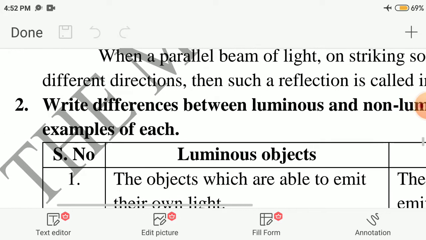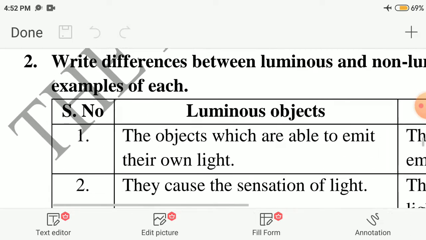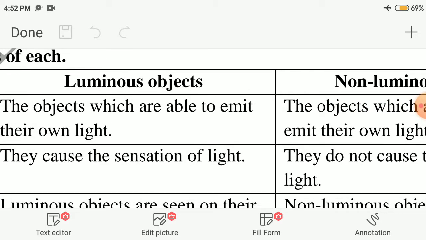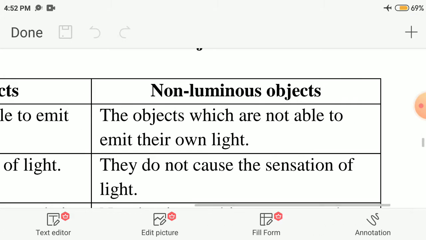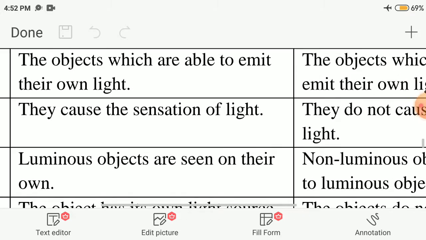Next, second question. Write the difference between luminous and non-luminous objects. Give two examples of each. The objects which are able to emit their own light are called luminous objects. The objects which are not able to emit their own light are called non-luminous objects.